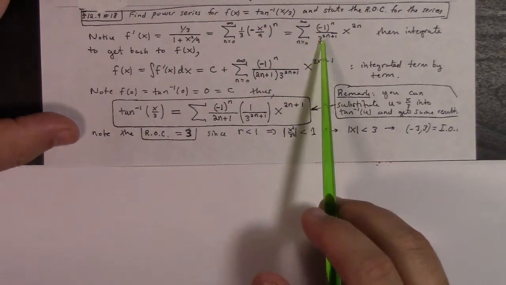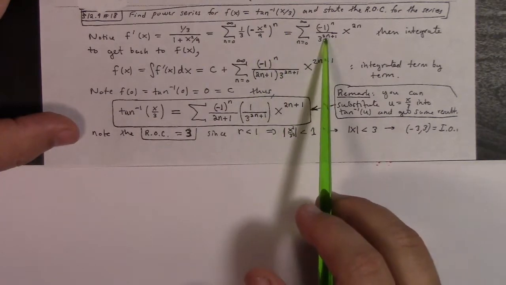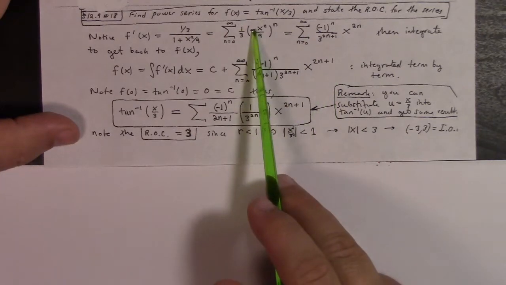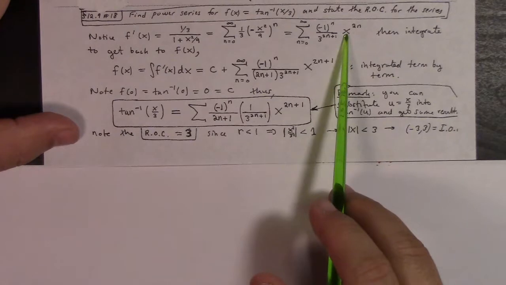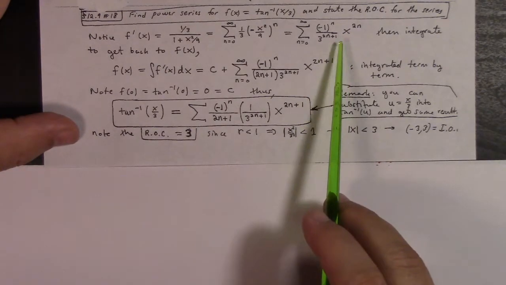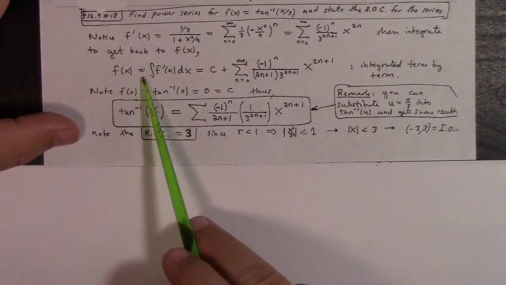So 9 is 3 squared. This gives me a 3 to the 2n from that. And then that 3 gives me a 3 to the 2n plus 1. Take my minus and factor it out to minus 1 to the n, and that leaves me an x to the 2n. Right? That's the derivative. It's a series representation for the derivative of the function we're interested in. So we integrate to get back to f.